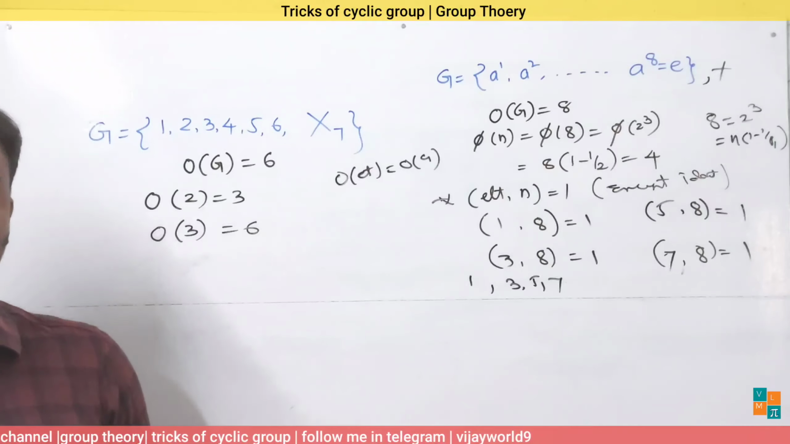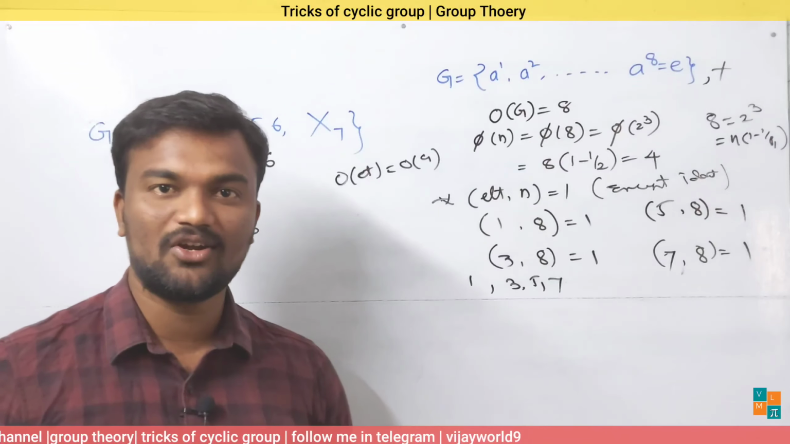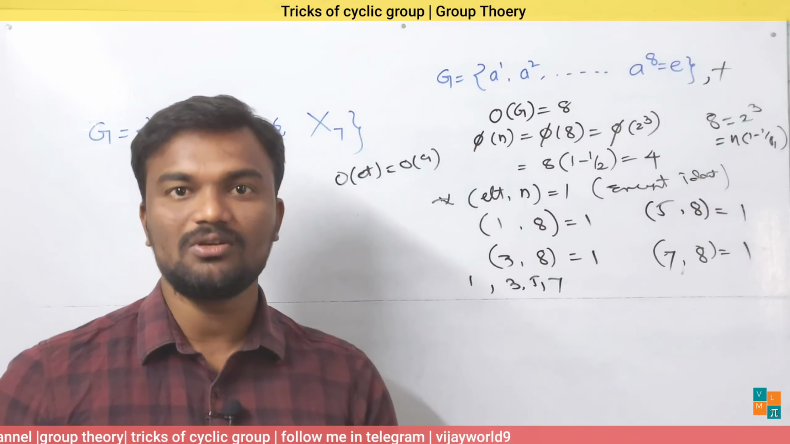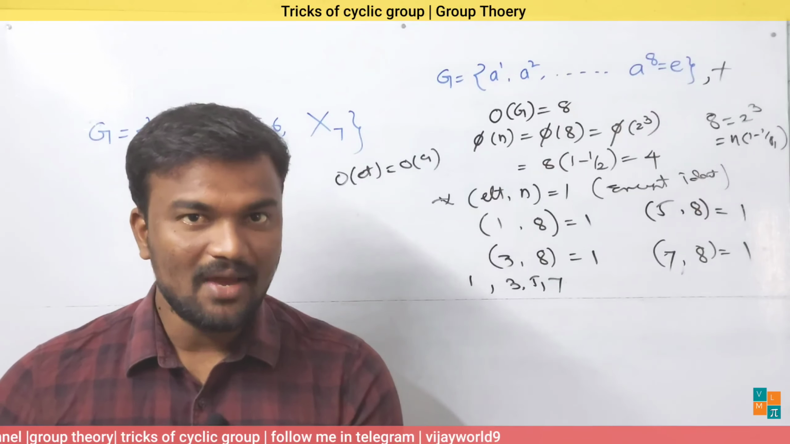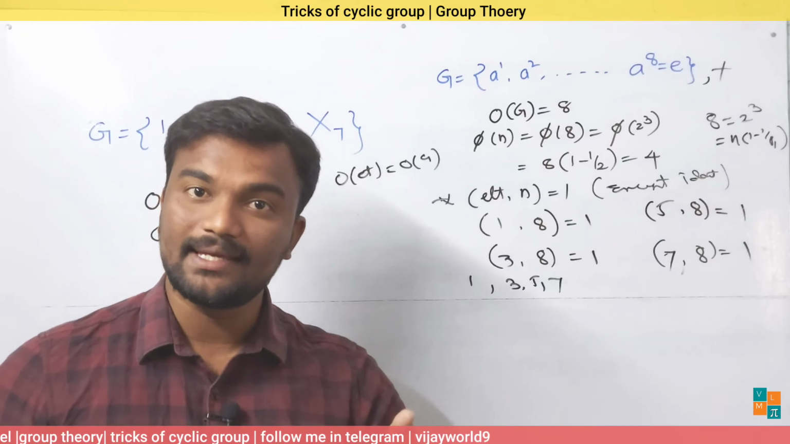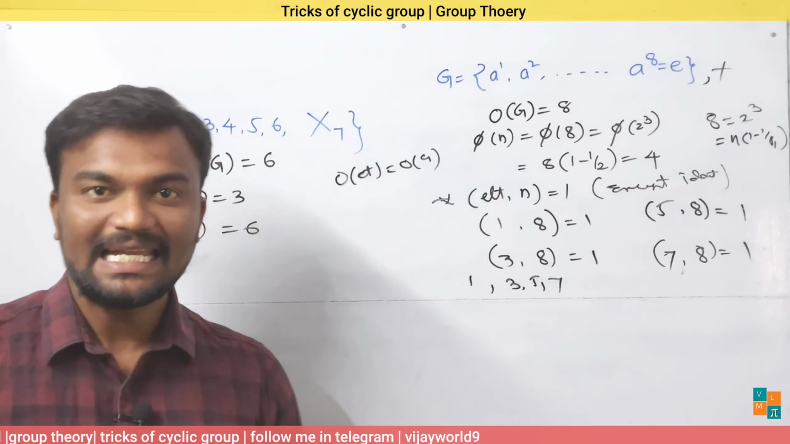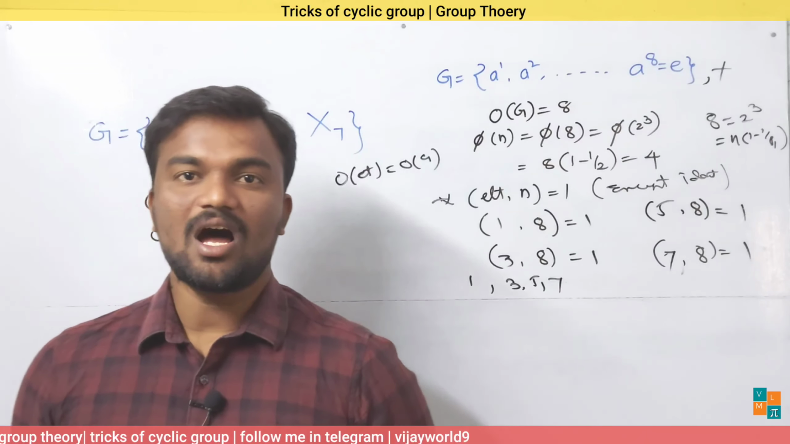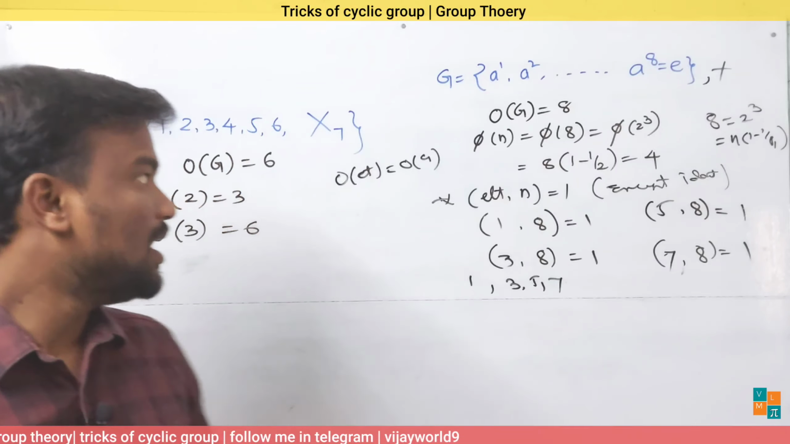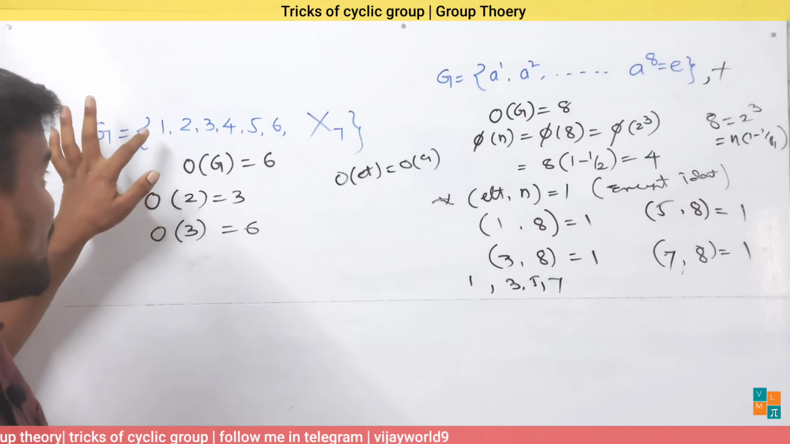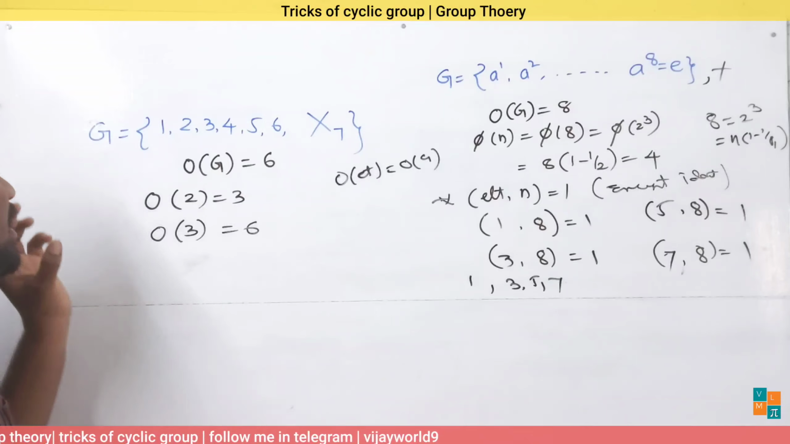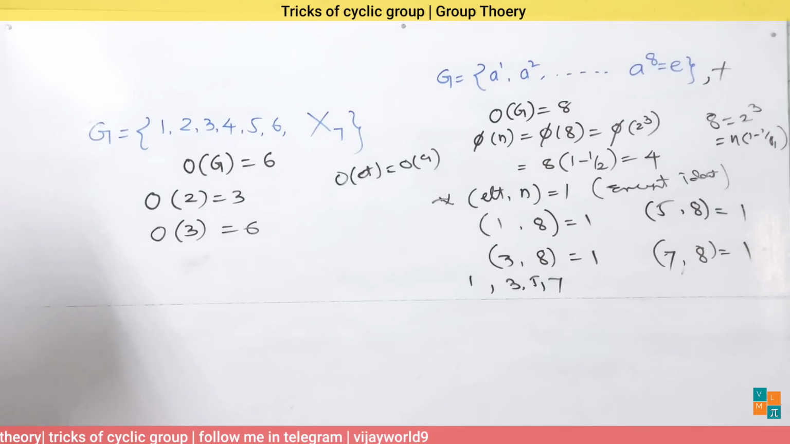So what is the formula to find the generators of the finite cyclic group? Order of an element equals order of the group. If the order of an element equals the order of the group, except for the identity element, then that element is a generator of the finite cyclic group. Here observe 1 is the identity element of group G with respect to multiplication. So we don't take the value 1.